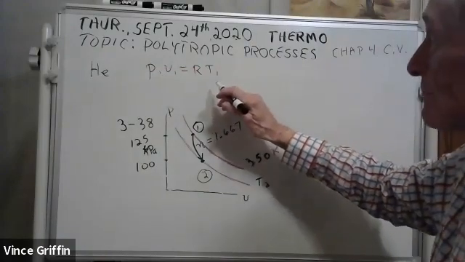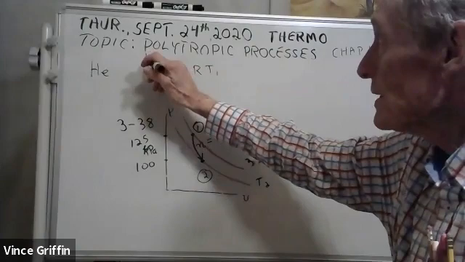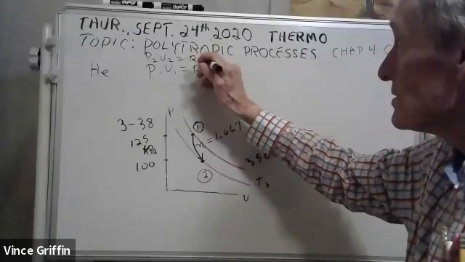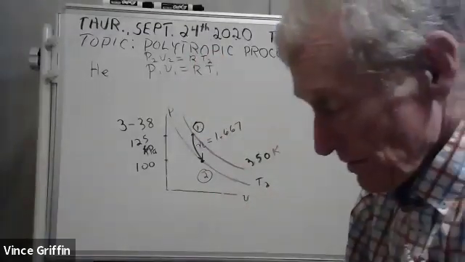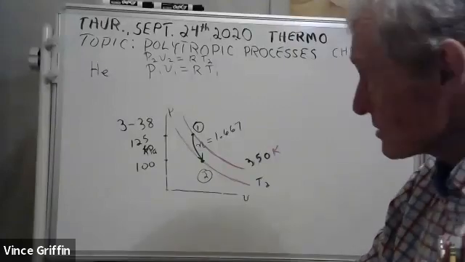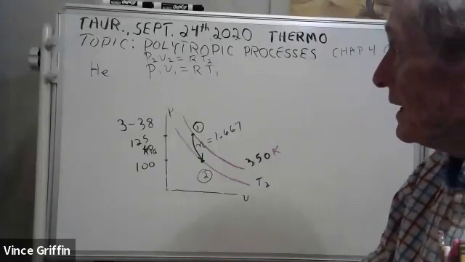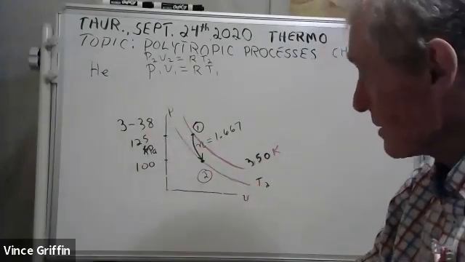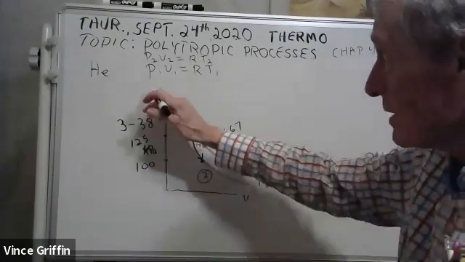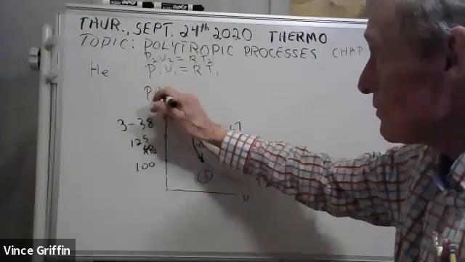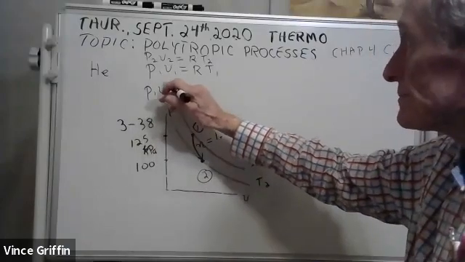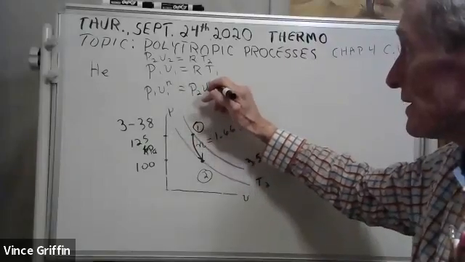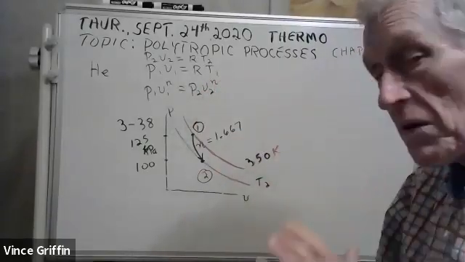And we also have P2V2 is equal to RT2. Obviously, because helium is an ideal gas. And then we also have another equation. They said it was a polytropic process, and they even gave us the polytropic constant. So we know P1V1 to the n is equal to P2V2 to the n.